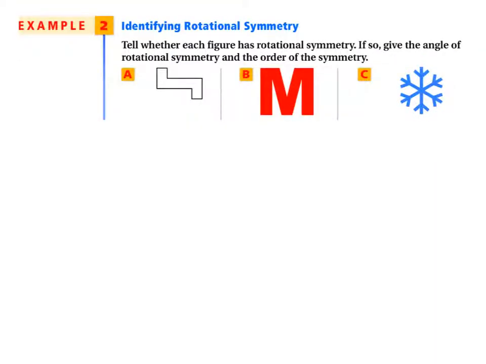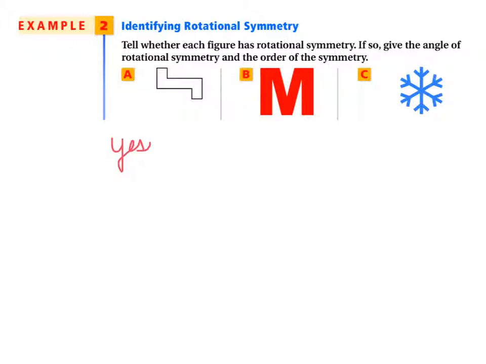So example number 2. We have 3 figures. I want you to tell me whether each figure has rotational symmetry. If so, I want you to give the angle of rotational symmetry and the order of symmetry. So can you, on part A, take this shape and rotate it so it lands upon itself? The answer is yes.